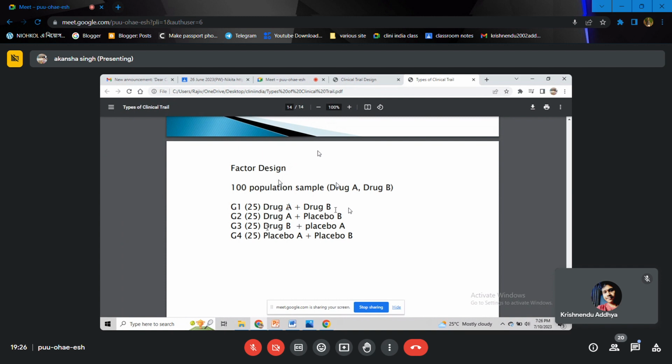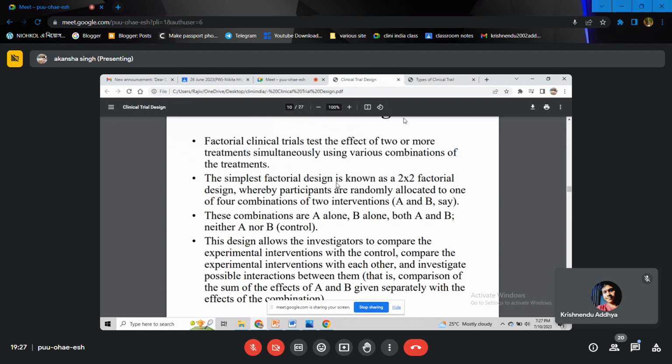Any question till here? Any confusion you have, anything you want to ask, you can ask. Hello. Yes, everyone understood what factorial design is? Yes, ma'am. Okay, fine. So for more detail, we have everything written over here. You can go through this and refer to the diagram, so you will understand more.